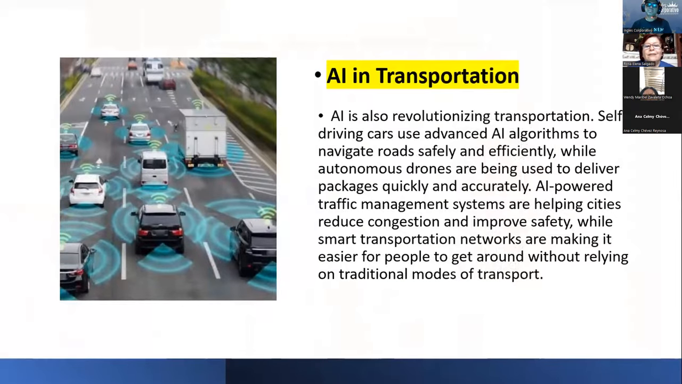AI in transportation. AI is also revolutionizing transportation. Self-driving cars use advanced AI algorithms to navigate roads safely and efficiently, while autonomous drones are being used to deliver packages quickly and accurately. AI-powered traffic management systems are helping cities reduce congestion and improve safety, while smart transportation networks are making it easier for people to get around without relying on traditional models of transport.